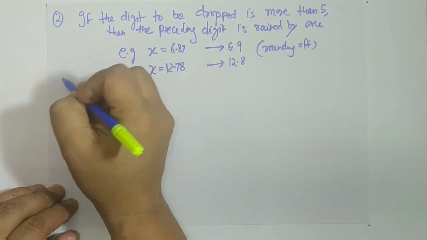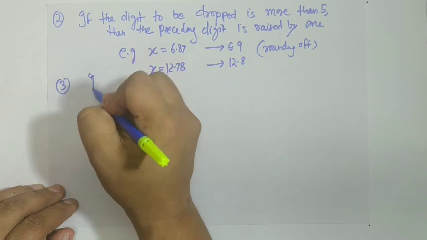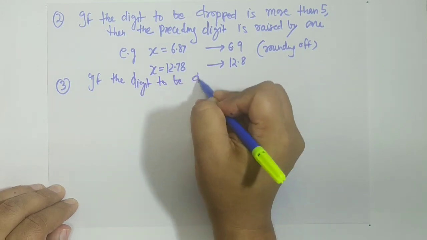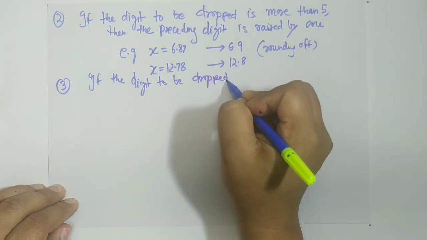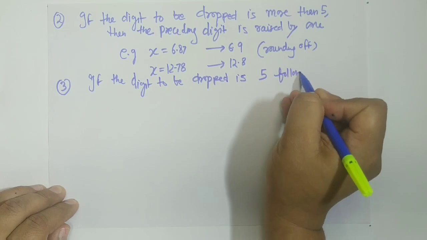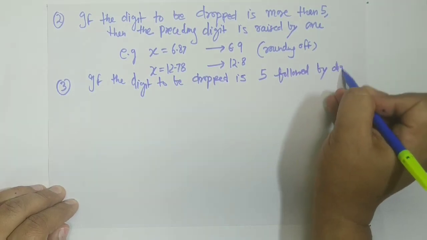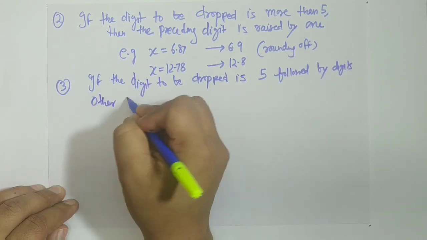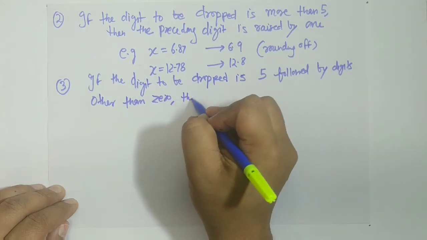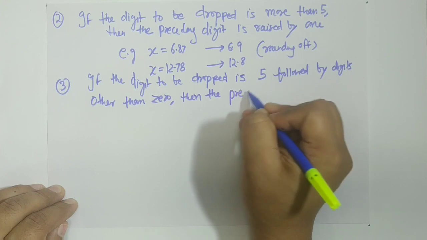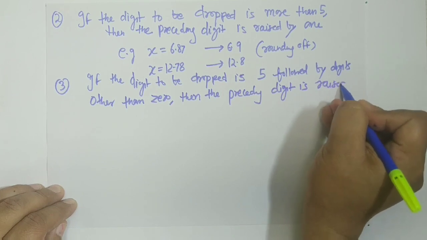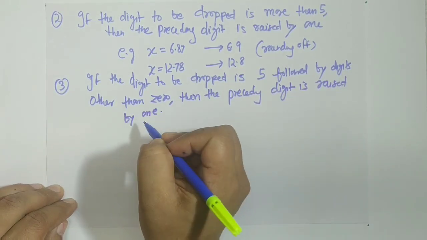And then the third rule says that if the digit to be dropped is 5 and followed by digits other than 0, that is non-zero, then the preceding digit is raised by 1. So you raise it by 1.